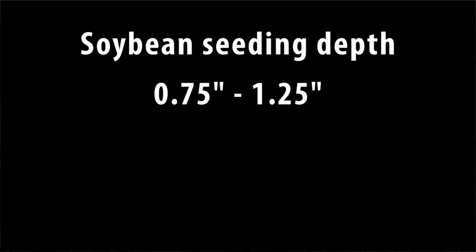And today I'd like to discuss some common issues related to soybean emergence and germination problems. First thing I'd like to discuss is one of the common misconceptions regarding soybean seeding depth. Soybean seed should be placed somewhere between 3/4 of an inch and 1.25 inches deep.